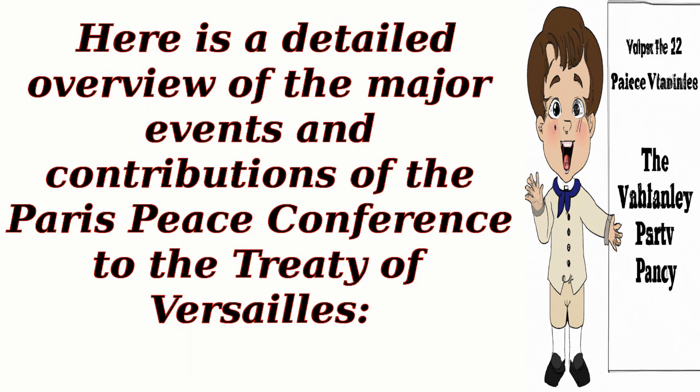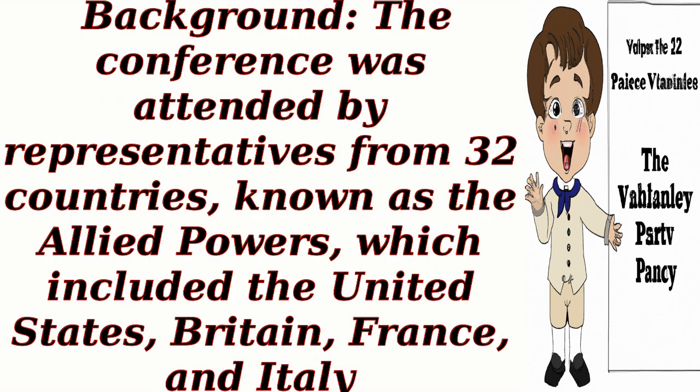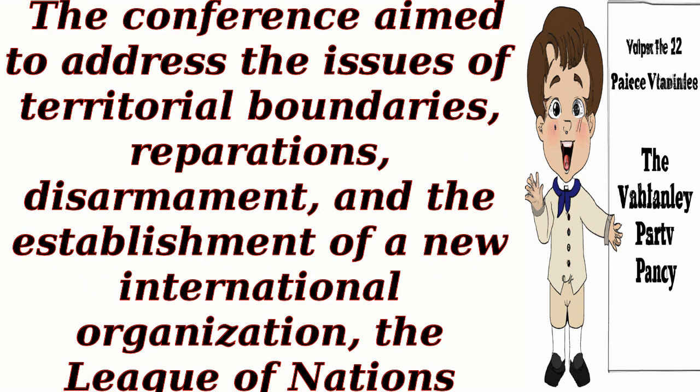Here is a detailed overview of the major events and contributions of the Paris Peace Conference to the Treaty of Versailles. Background: The conference was attended by representatives from 32 countries, known as the Allied powers, which included the United States, Britain, France, and Italy. The conference aimed to address the issues of territorial boundaries, reparations, disarmament, and the establishment of a new international organization, the League of Nations.